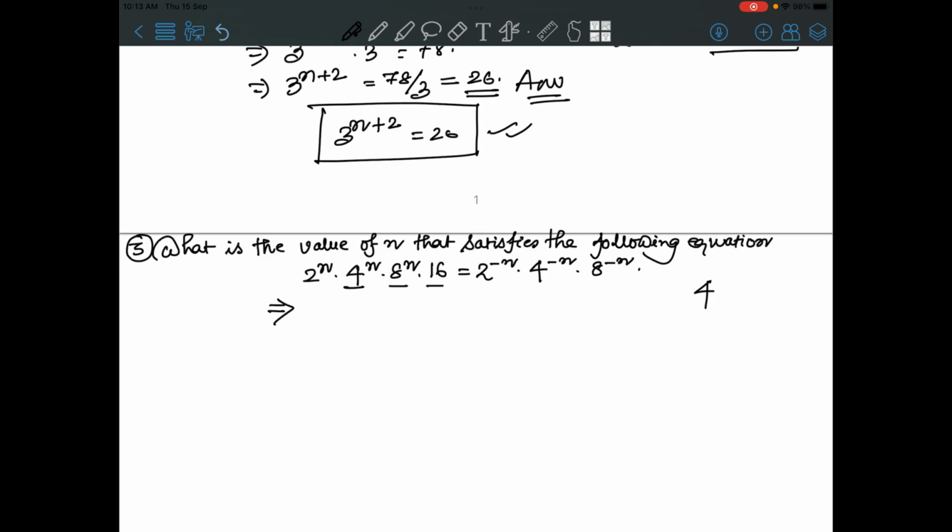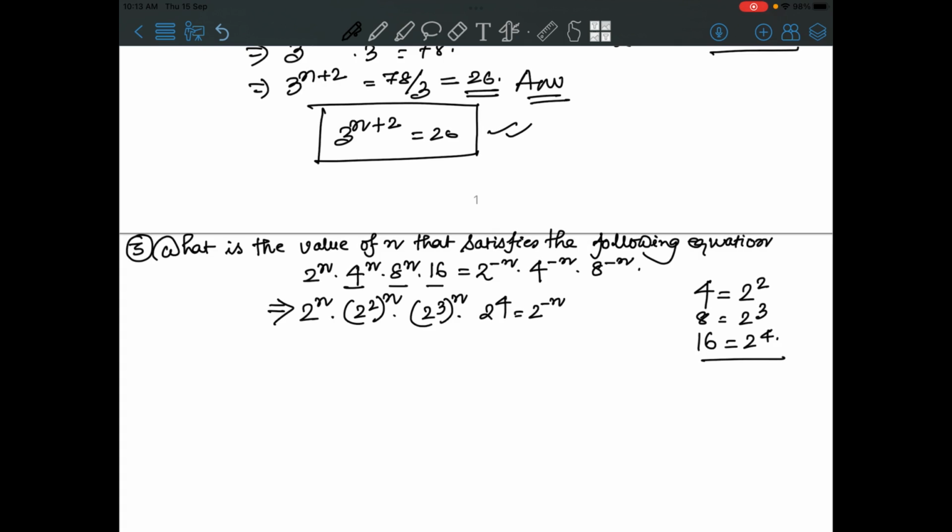So 4, after factorizing, what are we going to get? 2 square, 8 will turn into 2 cube, and 16 will turn into 2 to the power 4. So now 2 to the power n, in place of 4, 2 square whole to the power n, 8, 2 cube whole to the power n, and 16, 2 to the power 4. Now 2 to the power minus n, in place of 4, 2 to the power 2 whole to the power minus n, in place of 8, 2 cube whole to the power minus n.